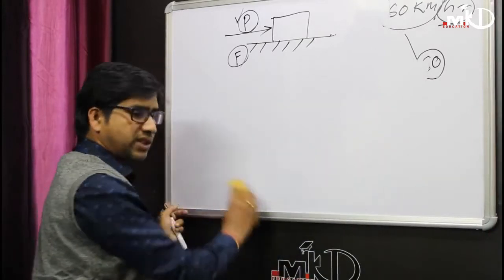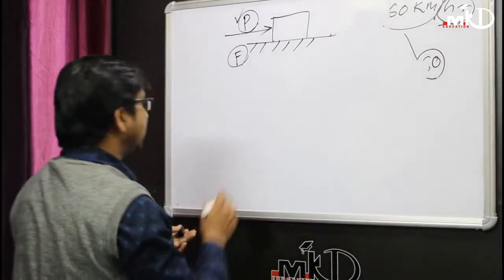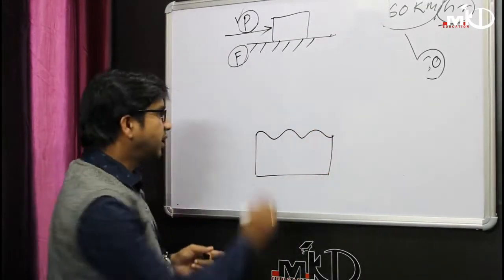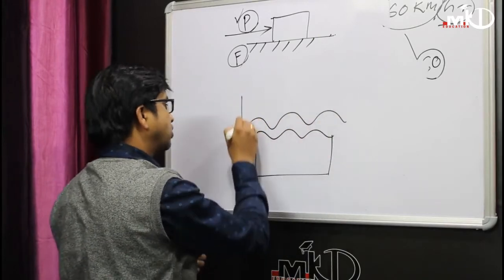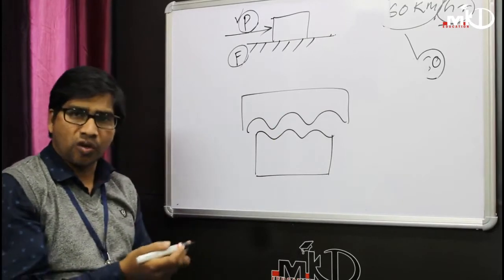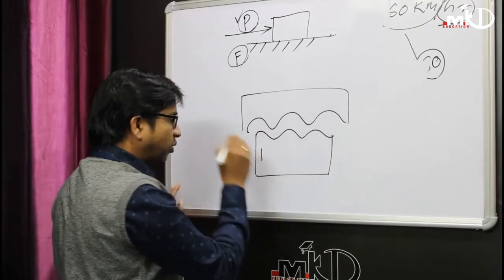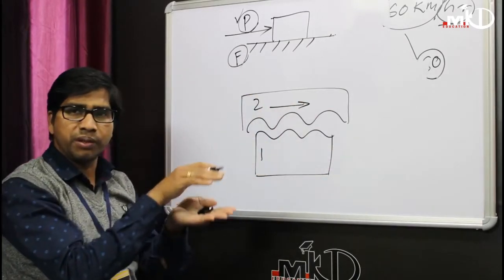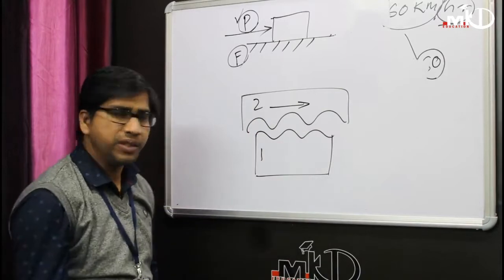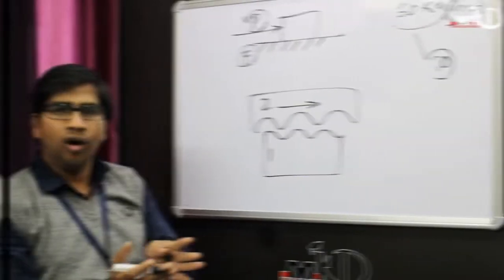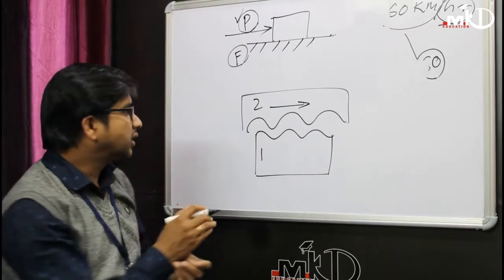In nature, any surface you look at, all the surfaces will look wavy, right? So whenever another surface is there also having the same kind of surface, these are irregularities or roughness. Let's say this is body one, this is body two. When body two tries to move over body one, then interlocking will be there, means these projections will be inserted in the recesses so that the motion will be prevented, opposed.